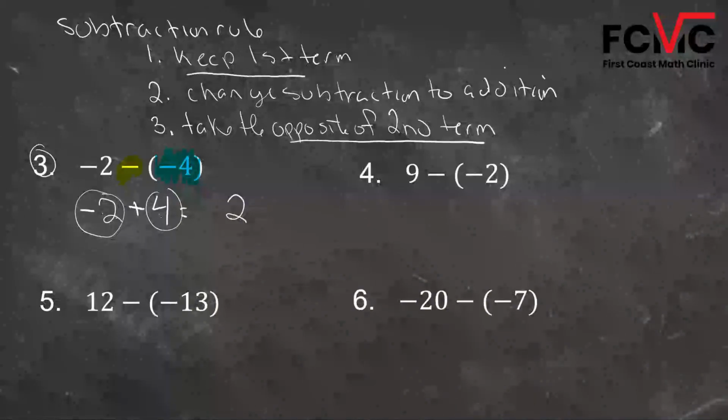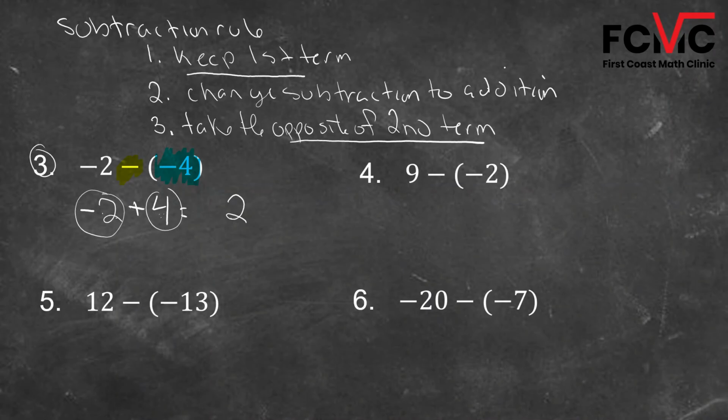We can think about this in terms of some manipulatives we've been working with. I've got two negative signs, and I've got 4 positive signs. The negatives and the positives cancel out, and we're left with 2 positives.